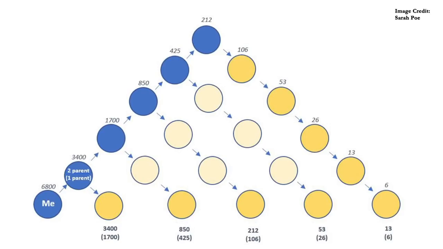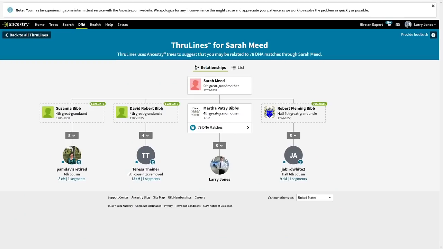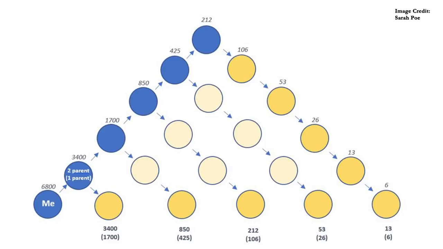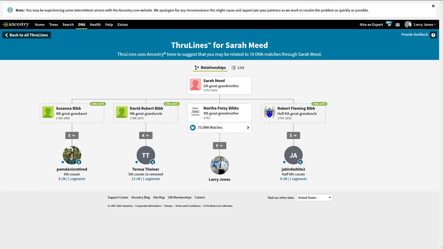But think about this. When we're looking over here on through lines, Sarah Mead is my 5th great-grandmother, okay? 5th great-grandmother. That's far above this third great-grandparent level. That's 2 more levels above. So the expectation is there will be very few, if any, matches at that level. Well, the fact that I have 3 is actually pretty good.